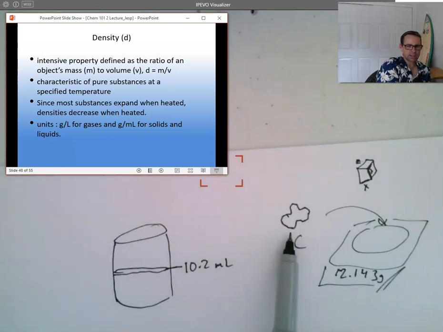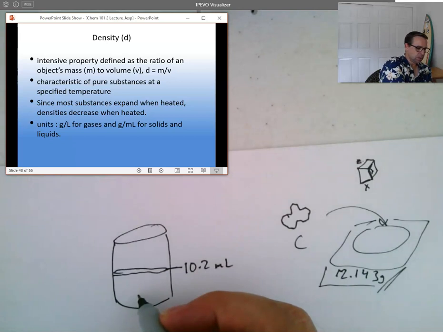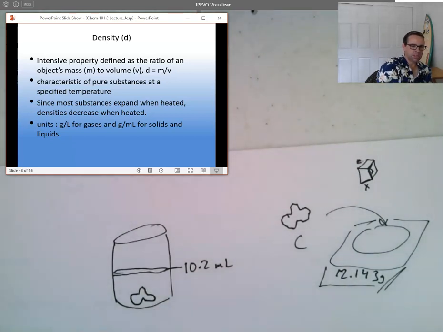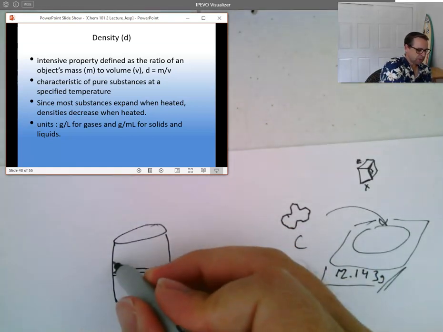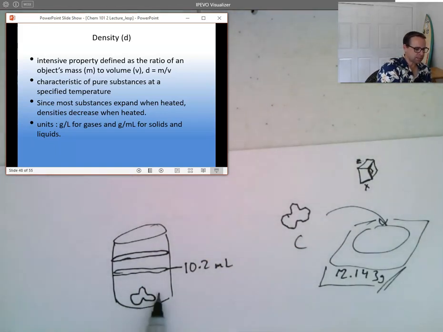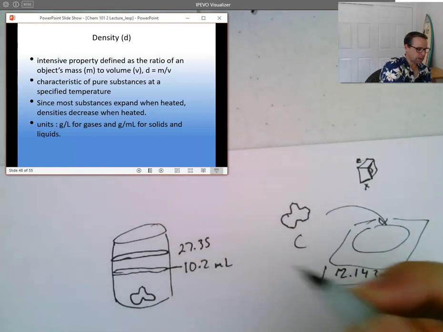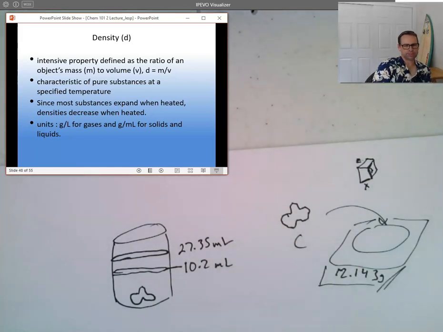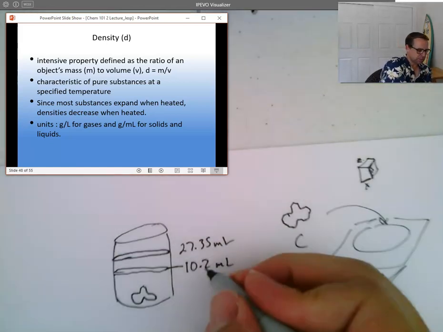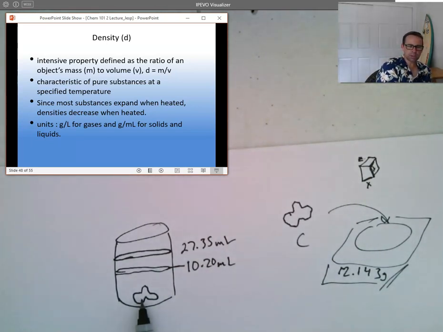We can take this C and put it into this container of liquid. So if I took this C here and put it into that container of liquid, now the liquid is going to rise. It's going to rise because this takes up space and the liquid has to move out of the way. And let's say it goes up to 27.35 milliliters. Now that information there can tell me how much volume that material took up.